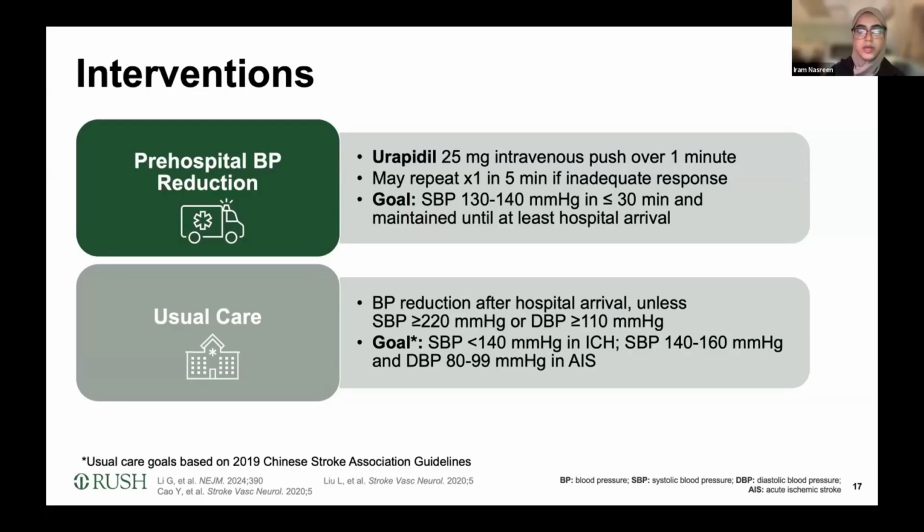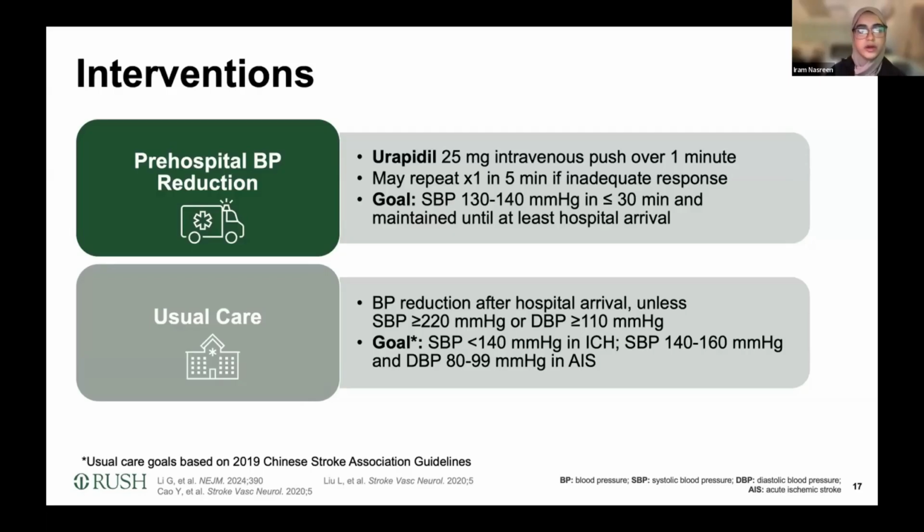And they did allow the paramedics to repeat at least one dose in 5 minutes if there was inadequate response for their goal. And the goal they had for this patient population was an SBP of 130 to 140 in less than or equal to 30 minutes from randomization and maintaining that until at least hospital arrival.